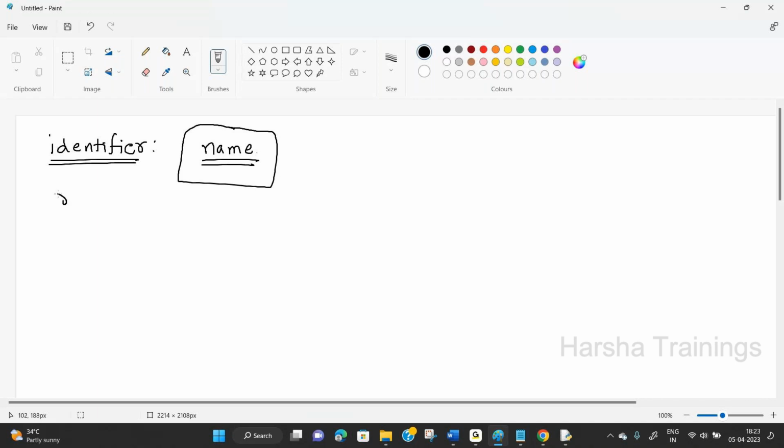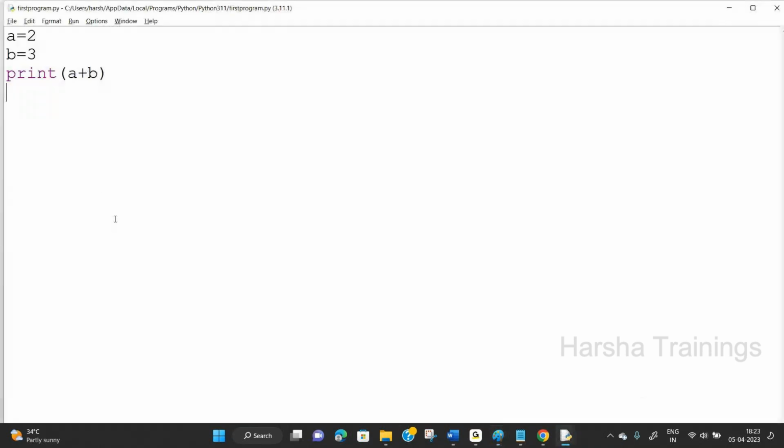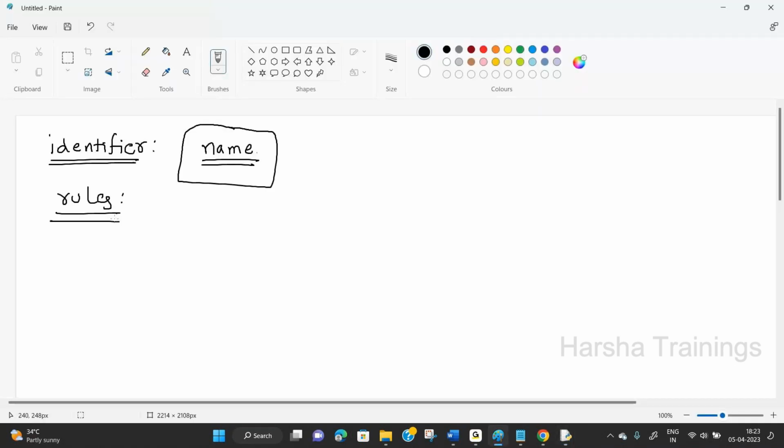What is important? What are the rules to be followed? Here I gave the variable a, that is correct. b, that is correct. Then only the program is executed successfully. There is no problem. Now what are the rules to be followed? Now you understand what the rules mean. For giving a name you have to follow some rules.